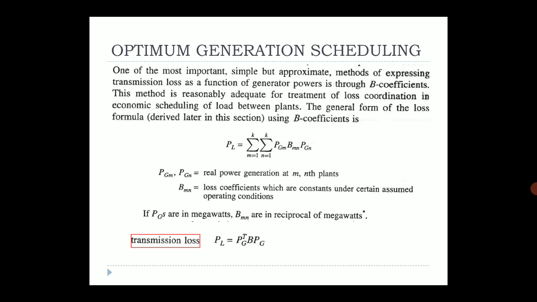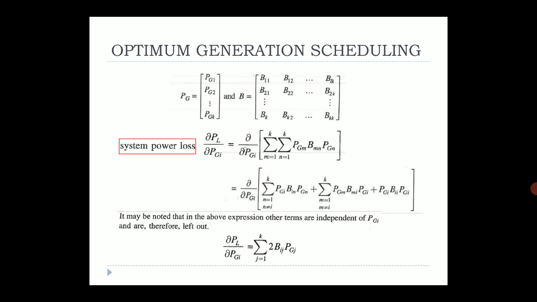So the total transmission loss is PG transpose B into PG. Remember that. This is the total transmission loss. This is the equation that we need to put during the transmission loss calculation. So PG is the set of all the real power generation at different buses, and B is a square matrix, where the number of rows and columns is the number of buses.